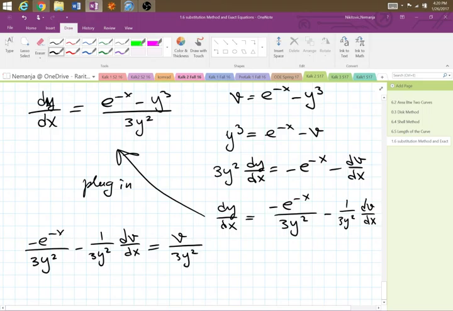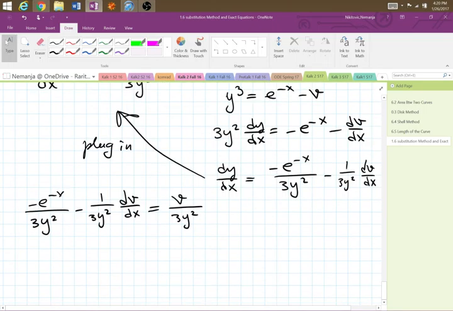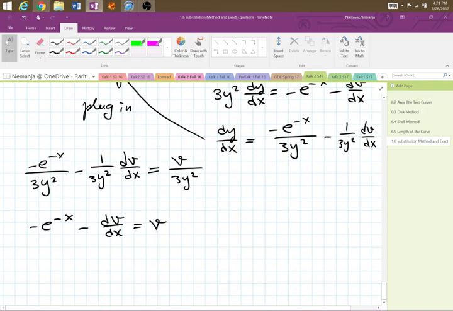Now multiply through by 3y squared, they all go away, and you are left with negative e to the negative x minus dv/dx is equal to just v. And then move everything to the right. Well, move it twice, because of the minus in front. Anyway, I don't want to write it 15 times. It's going to be v minus e to the minus x.